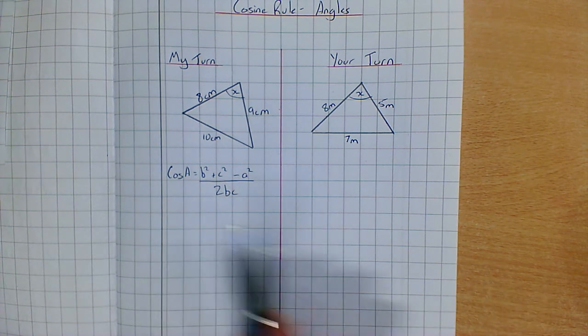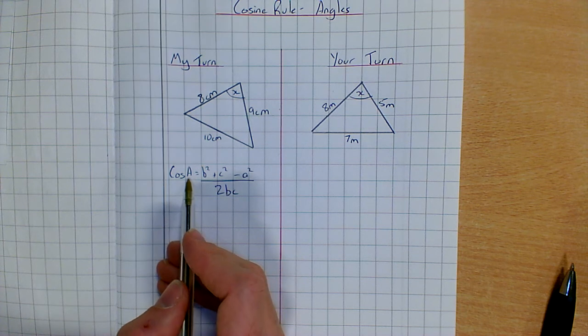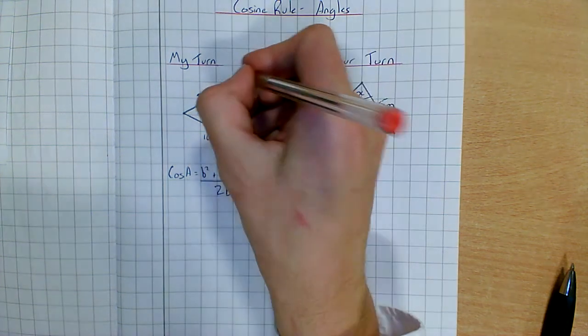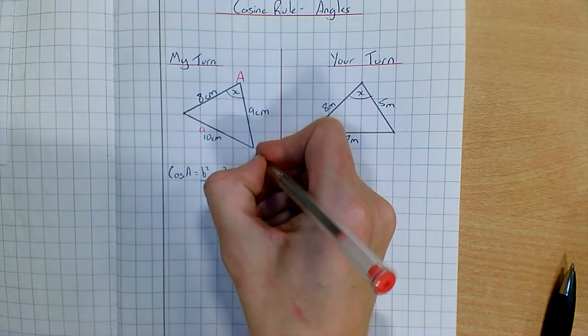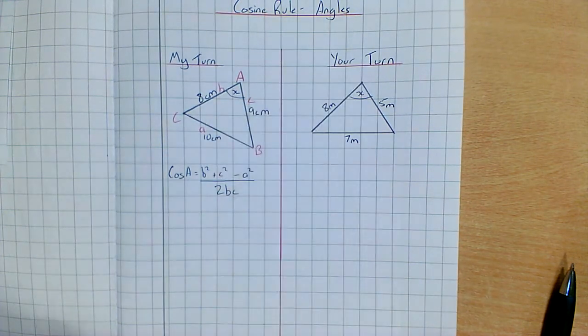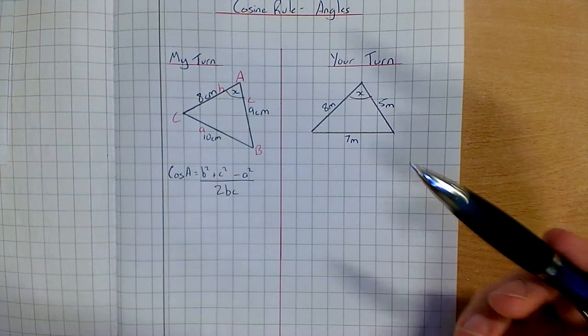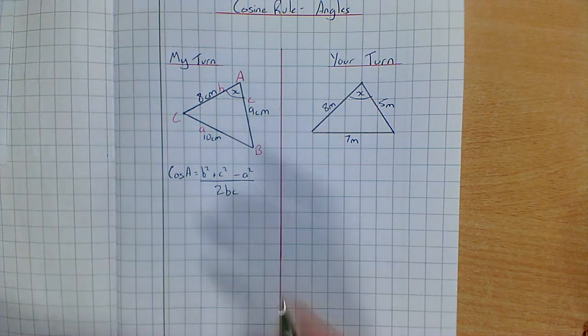Okay, so now that I've got that, I'll label the triangle. Now the easiest thing to do, because I'm trying to find angle A, I'll call the angle I'm trying to find A, and so side a, and then do b and c. So all I need to do now is put each of my values into the formula.